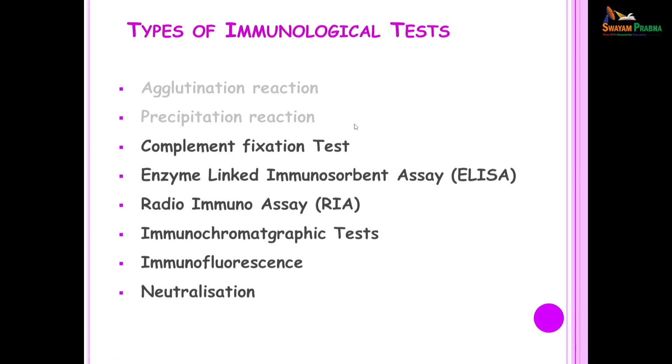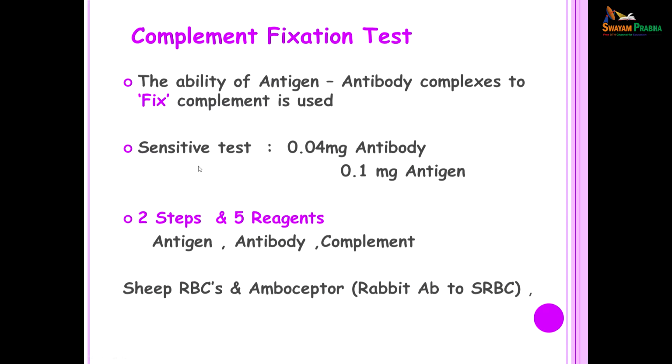So, we are done with agglutination reactions, we are done with precipitation reactions. We now move on to the complement fixation test. The complement fixation test uses the ability of antigen antibody complexes to fix complement. All right. It is a very sensitive test and can detect minute quantities of antibody and antigen. The test is conducted in 2 steps and consists of 5 reagents. The 5 reagents are: 1st the antigen, 2nd the antibody, and 3rd the complement. This takes part in the first part of the reaction.